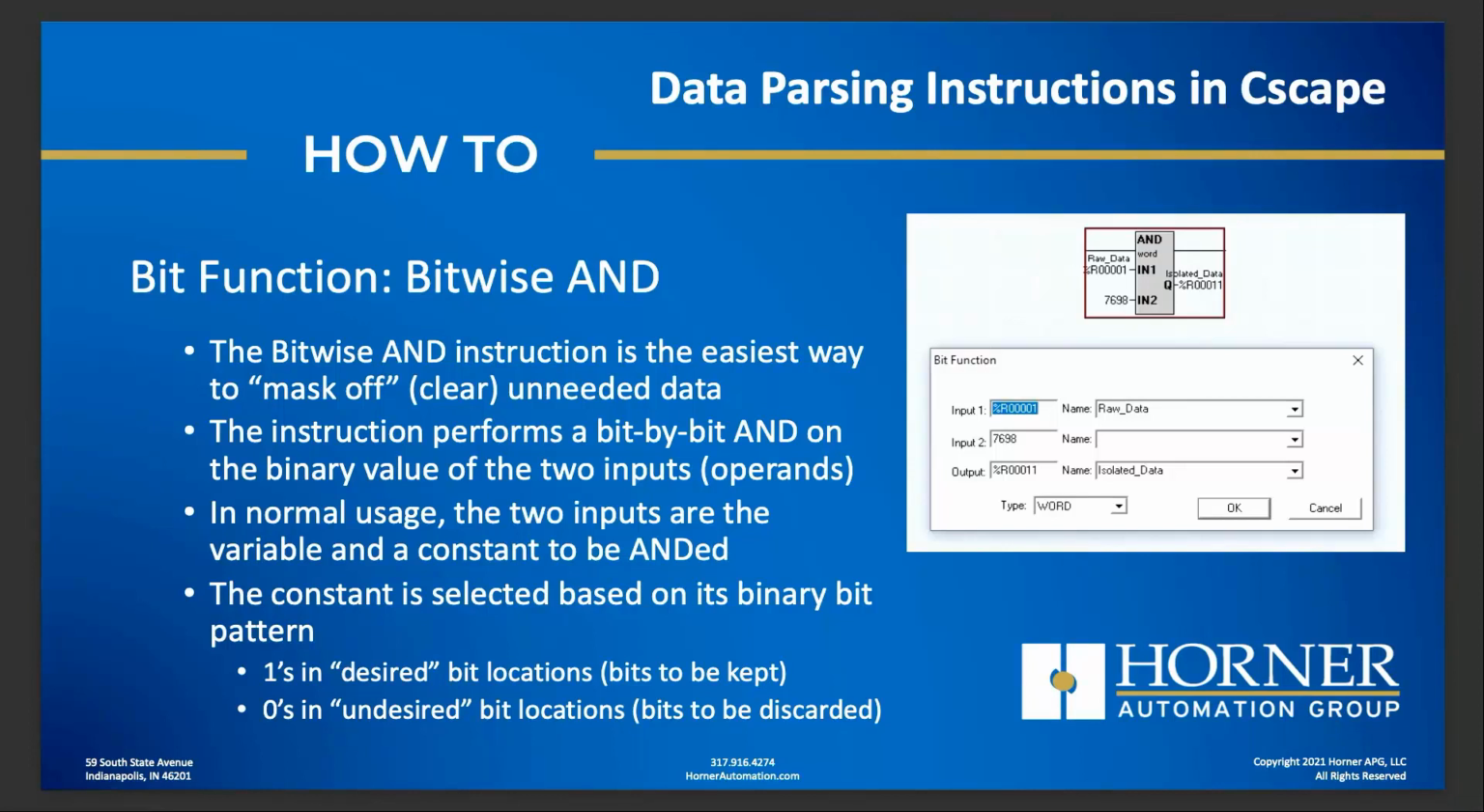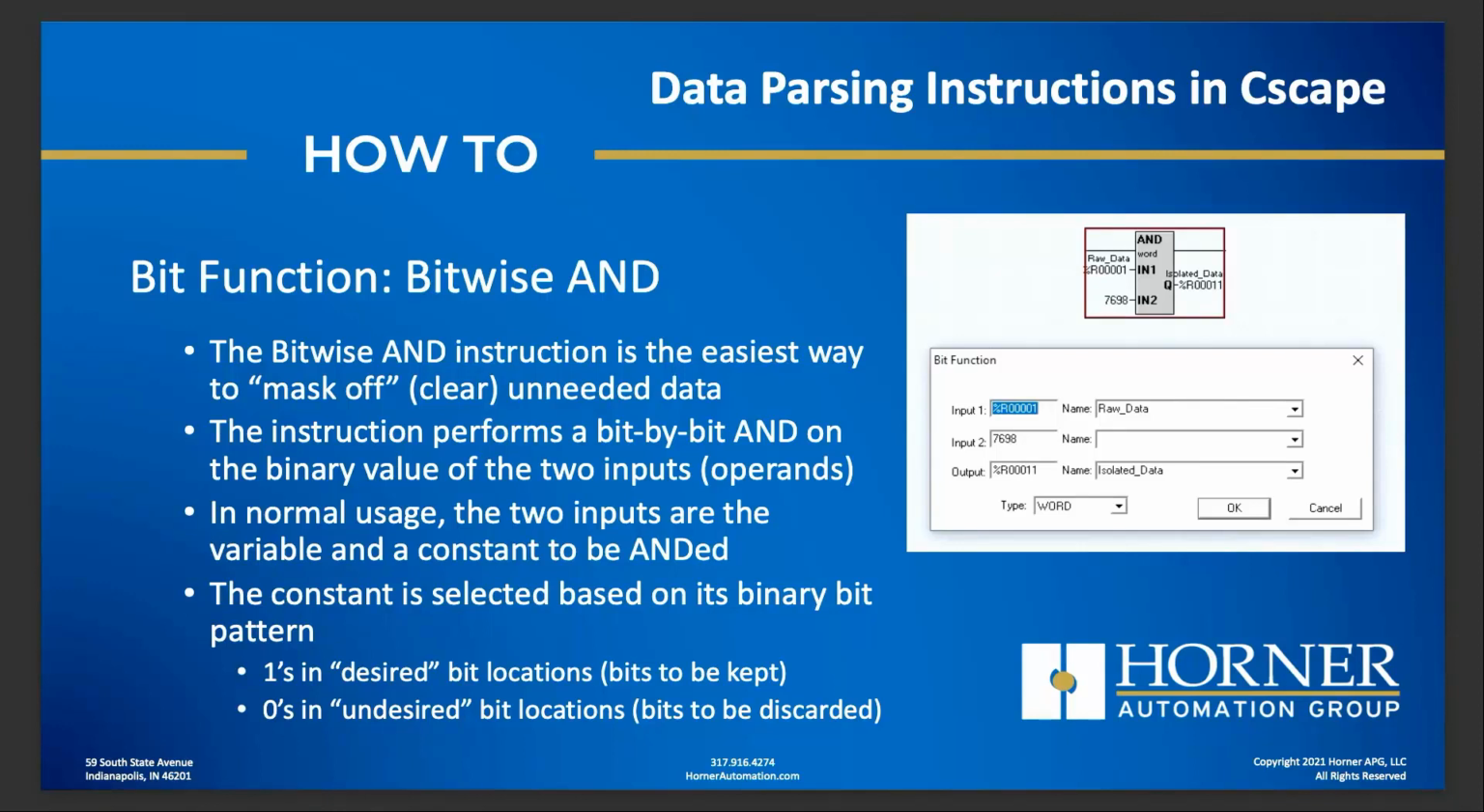Now, what this instruction does is it performs a bit-by-bit AND function on the binary value of the two inputs. The first input almost always is going to be the variable that you're operating on. The second input is going to be a constant that's going to be ANDed with your variable. The reason you're doing that is because, depending on the constant you select, it's going to effectively mask off different bits within that word or double word that you're operating on. For all the bit locations that you want to keep, you're going to put a 1 in that location in the mask value. For all the locations you want to throw away, clear, or set to 0, you're going to put a 0 in those locations in the mask value.